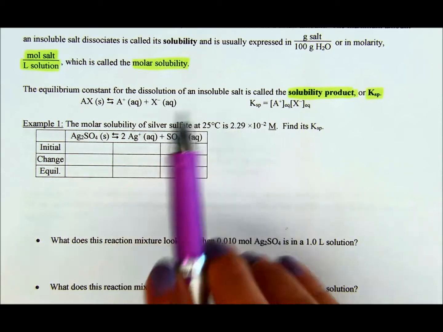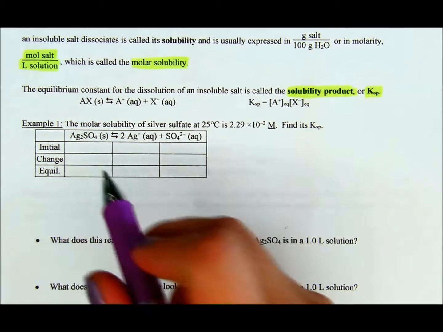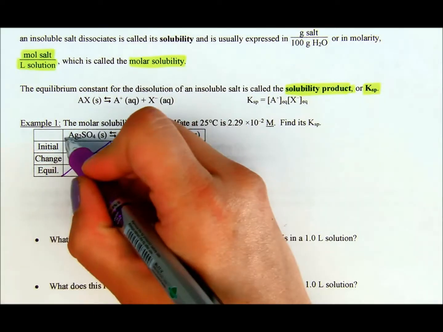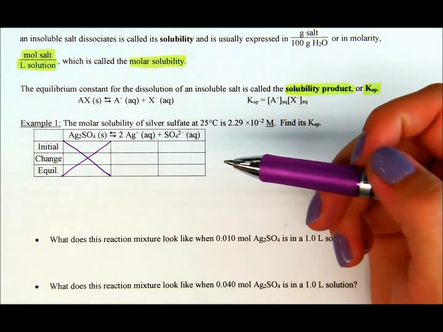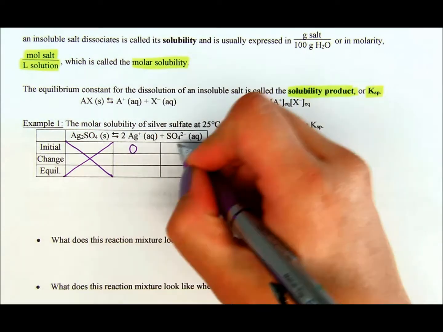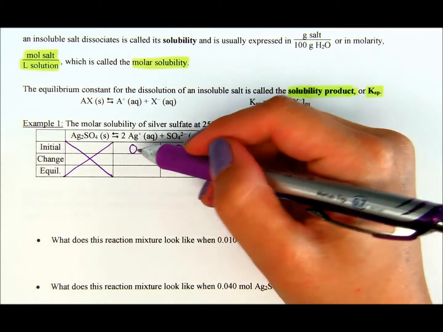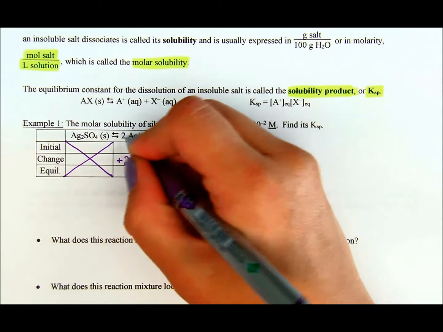So we can do our ICE table again: initial, change, equilibrium. Here, the solids don't count, so you can go ahead and cross off the solids box. We only are worried here about our ions in aqueous solution. At the very beginning, initially, we don't have any silver ions and we don't have any sulfate ions. Then in our change, we're going to gain both of these, so these are both going to be plus. So plus 2, carry the 2 down.